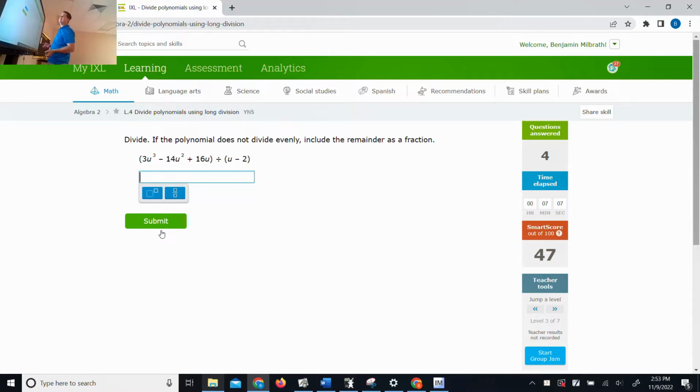I like this one. This one's probably going to have at least 3 things in the quotient. That's kind of nice. So it is getting harder. I'm glad of that. We're dividing by u minus 2. 3u cubed minus 14u squared plus 16u. We might have to add in plus 0. We'll see. If we need to bring a number down, we'll do it.